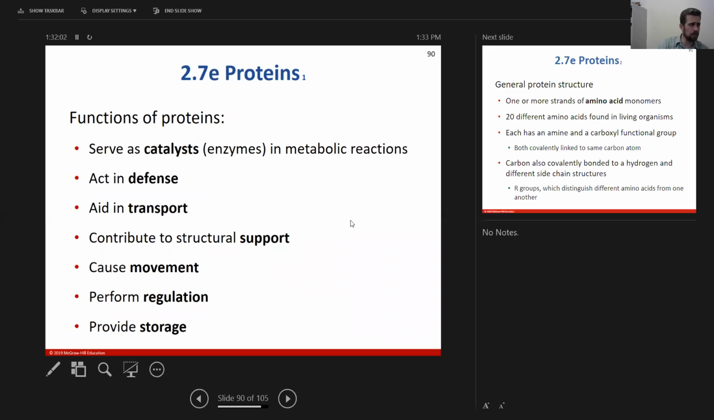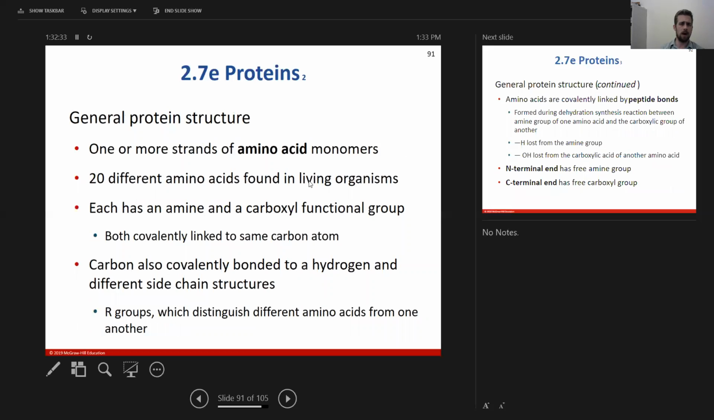Then we get to proteins. And I will talk about proteins in a minute. Oh, I've only got 15 more slides. We're just gonna bust through. Proteins are extremely important. They're one of the most common of the macromolecules in your body, and they function in so many different ways. I'm starting to lose my voice. Catalysts, defense, transport, support, movement, regulation, storage. I mean, all of these things. Proteins are really important to the body.